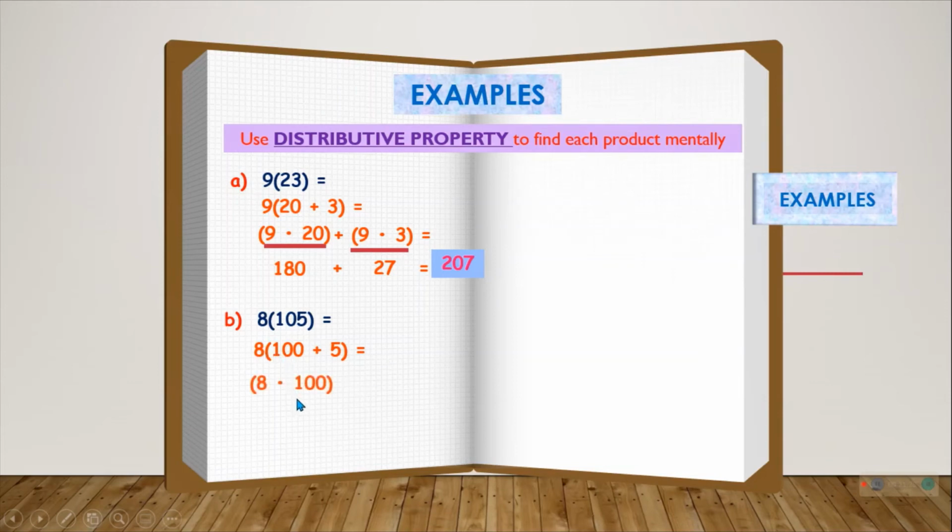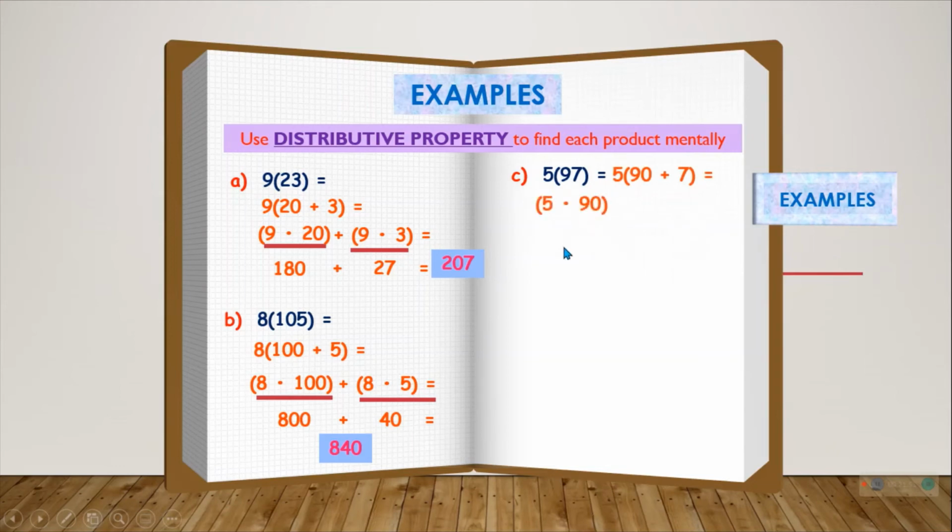8 times 100 plus 8 times 5. So, 8 times 100, that's 800 plus 8 times 5 is 40. 800 plus 40, that is 840. Hindi mo na kailangan mag-multiply ng napakatagal. Next, C. So, pag-iwalay natin si 90 at si 7. So, 5 times 90 plus 5 times 7. So, 5 times 90, that is 450 plus 5 times 7 is 35. 450 plus 35 is equal to 485.